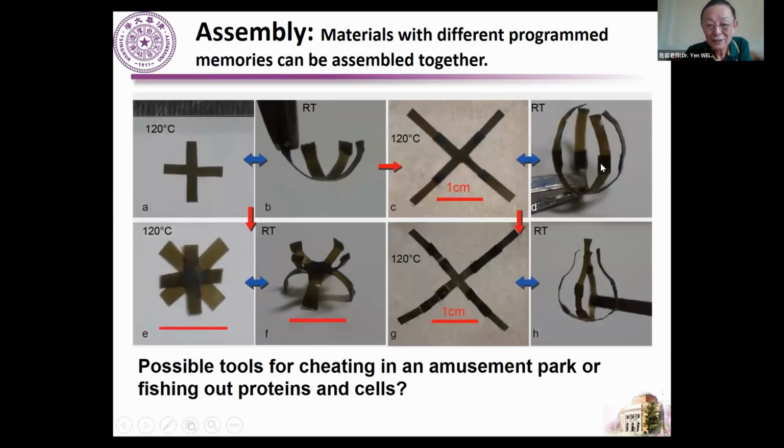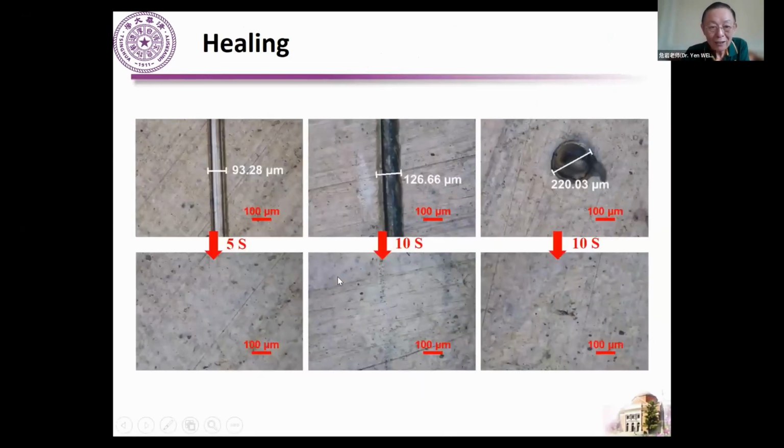And then you create all kinds of shapes. With temperature or photo, you can make all kinds of shapes, all this graph stuff. Okay, and then we can make all kinds of fun stuff. Now, they can do the healing, all right?